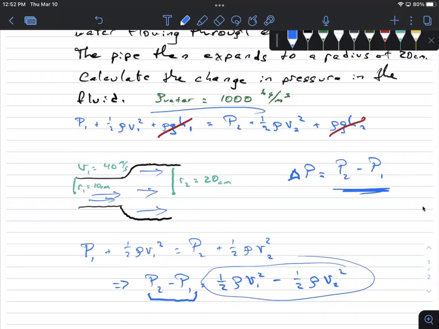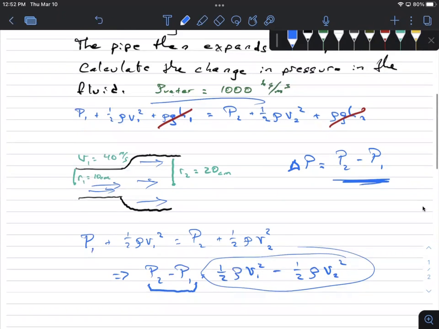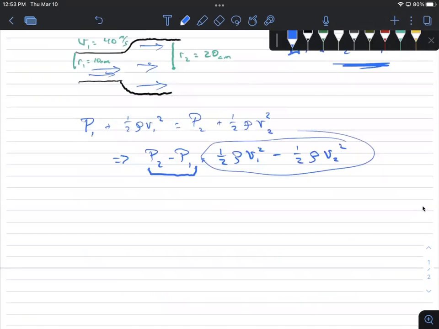No, I don't know V2. I know the first velocity. I know the density of my liquid, but I don't know how the velocity has changed. I don't know the velocity in the second part of the pipe, but I need it. Once I have that number, I can solve my problem. So I need to solve for V2. That's now my goal.